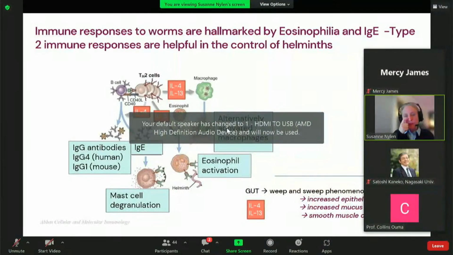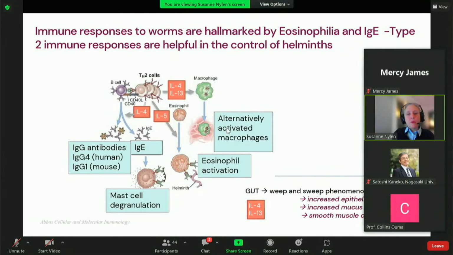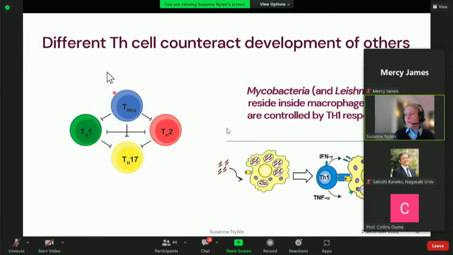Reaction of phenomenon, and that is the IL-4 will increase smooth muscle contraction. It will also contribute to epithelial cell turnover and mucus production, all designed to get rid of the intestinal worms. But the worms also drive these cells, the regulatory cells, and those are designed to dampen all kinds of responses. So different T cell responses can counteract each other.